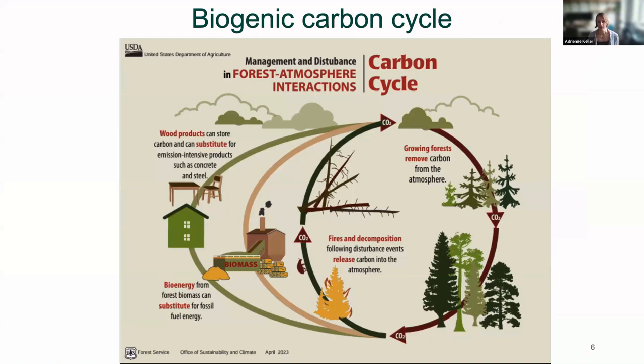And so, again, I want to emphasize that the carbon cycle is just that. It's a carbon cycle. And there's this natural process whereby growing forests are removing carbon from the atmosphere, pulling it down into their biomass, into their soils. And then over time, through decomposition, as well as disturbance and fires, that carbon is released back into the atmosphere. And when we talk about forest management, whether managing for harvested wood products or bioenergy, we are altering slightly this carbon cycle. We are pulling biomass from our forests, and in some cases converting it into energy, which is going to be released back into the atmosphere.